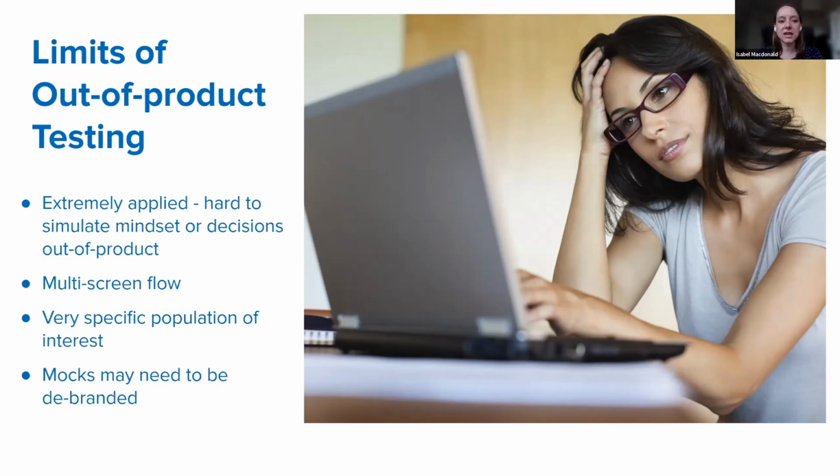A first note is that if you have a super applied setting, a very specific context, it can be really hard to simulate that mindset and really capture those decisions with an out-of-product test. A second limitation: a lot of times if you have multi-screen flows, maybe you're thinking about if we change something in this screen and then it affects people's decision making later, that's also a bit hard to simulate in a survey.